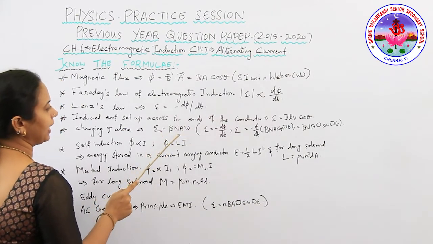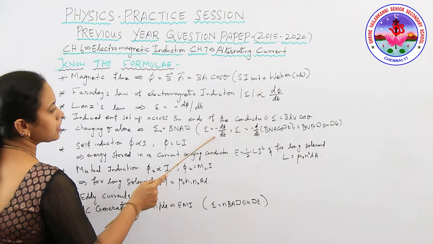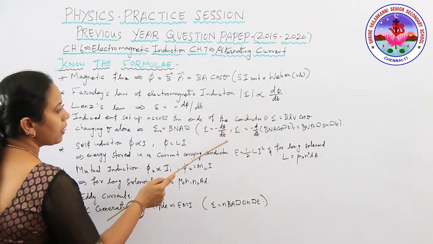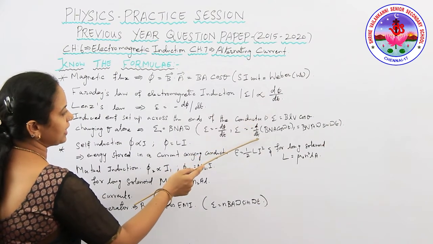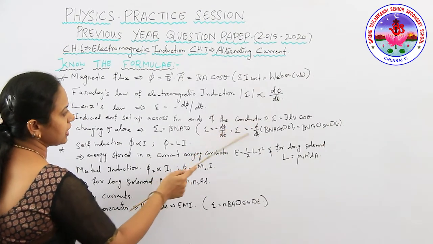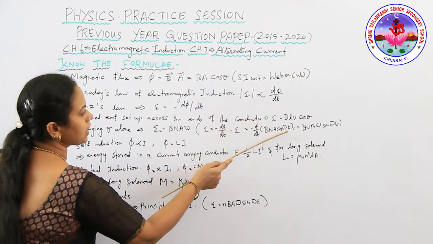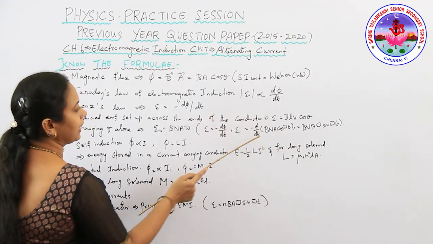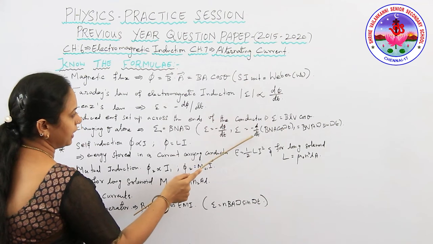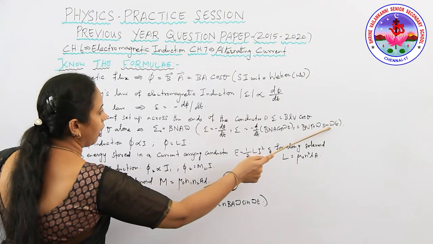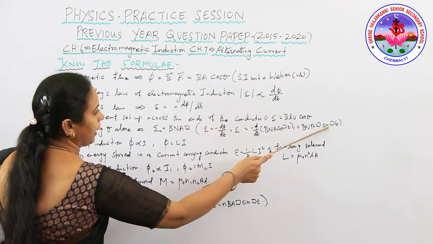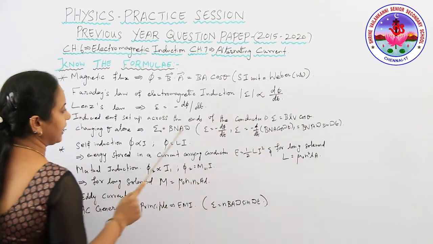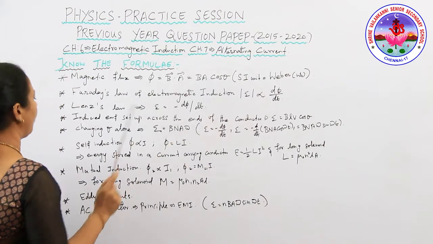How did we get BNA omega? That is minus d phi by dt by applying Lenz's law, which is equal to minus d by dt of the phi value, which is BNA cos omega t. When cos omega t is differentiated we get omega sin omega t. So we get finally BNA omega.